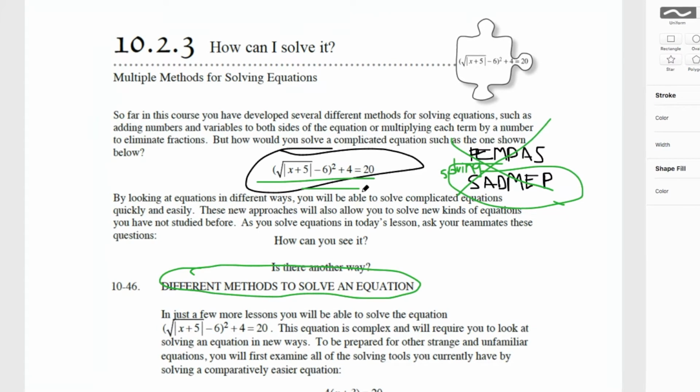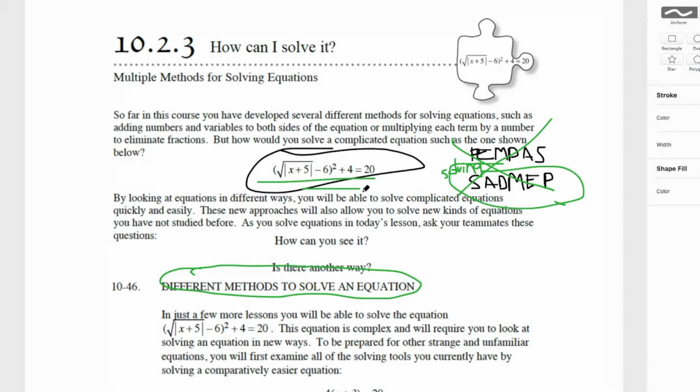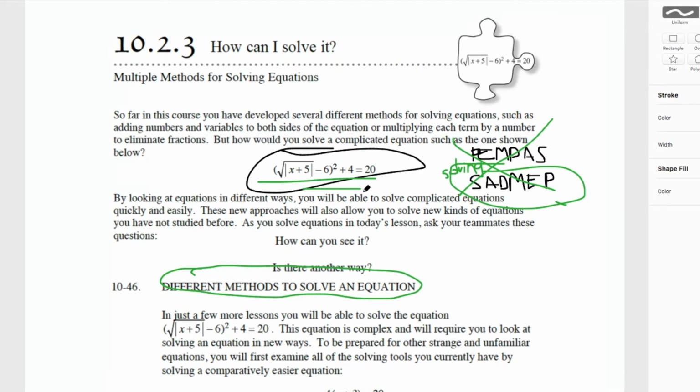So by looking at equations in different ways, you'll be able to solve complicated equations quickly and easily. Yes, I want you to get that far. These new approaches will also allow you to solve new equations you have not studied yet before.